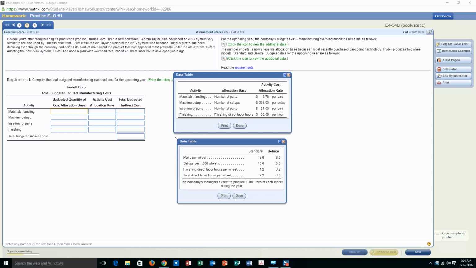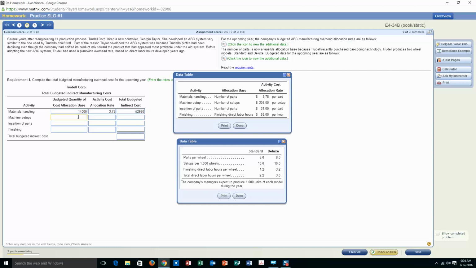So we're going to fill in this table because we need to calculate, first of all, the total budgeted indirect cost. The first part here is the quantity for each allocation base. Material handling is going to be the number of parts. For standard, we have 6 parts per wheel, and deluxe we have 8. So 6 and 8 is 14 times the number of units, which is 1,000. So 14,000 is the total quantity.